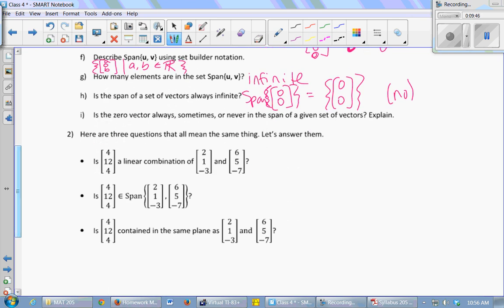All right. Is the 0 vector always, sometimes, or never in the span of a given set of vectors? When is it not, if it's only sometimes? It's always. Yeah. So you can always take all of your weights, those constants that you multiply the vectors by, they call them weights. You can always take all of your weights to be 0, and you'll get the 0 vector. So this is always. The 0 vector is always in the span of a given set of vectors.